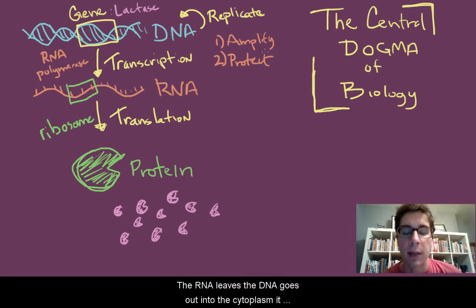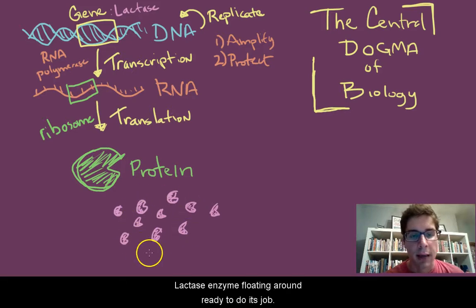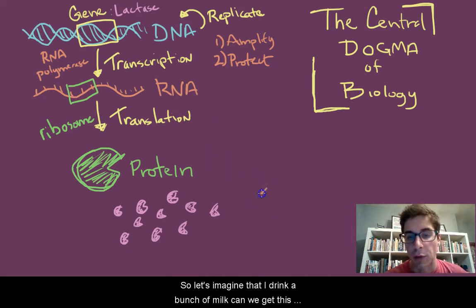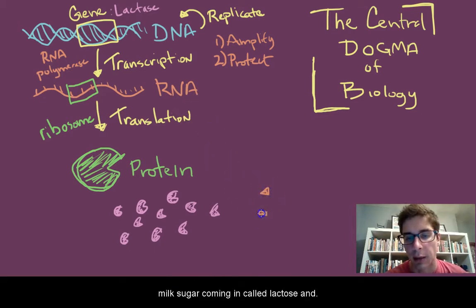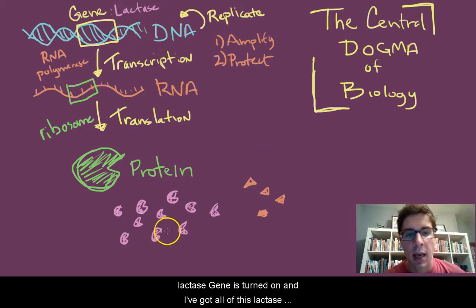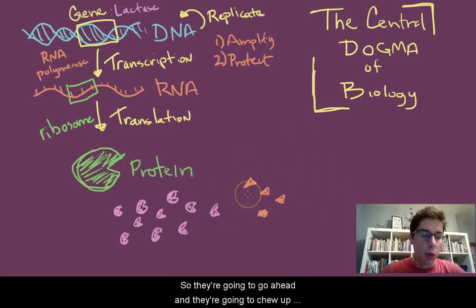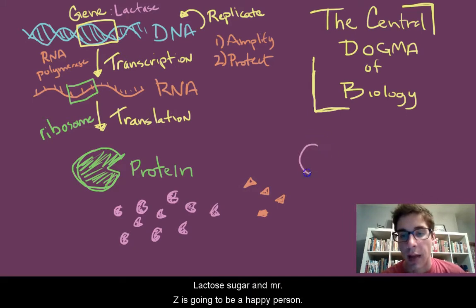So the RNA leaves the DNA, goes out into the cytoplasm, it gets processed by the ribosome, and at this point, now we have all of this lovely lactase enzyme floating around ready to do its job. So let's imagine that I drink a bunch of milk and we get this milk sugar coming in called lactose, and luckily for me, I am lactase persistent, meaning that my lactase gene is turned on and I've got all of this lactase enzyme in my stomach. So they're going to go ahead and chew up all of this lactose sugar, and Mr. Z is going to be a happy person.